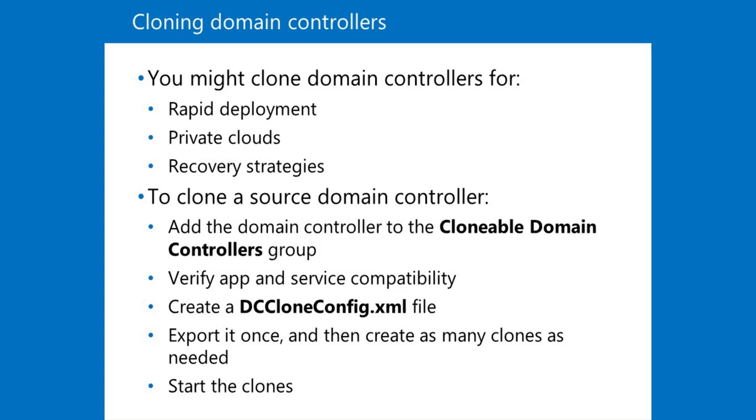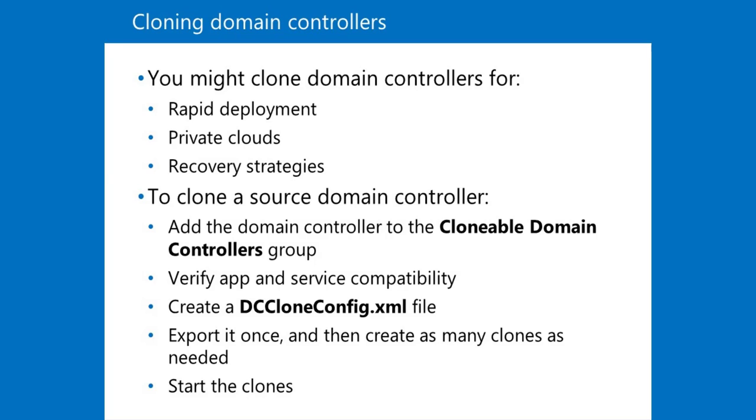3. Create a DCCloneConfig.xml file. You must create this file so that the cloning process recognizes it and creates a new domain controller from the clone. By creating this file, you can specify a custom computer name, TCP/IP address settings, and the site name where the new domain controller should reside.